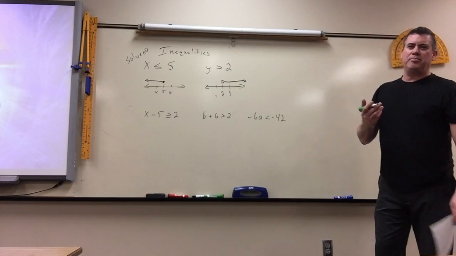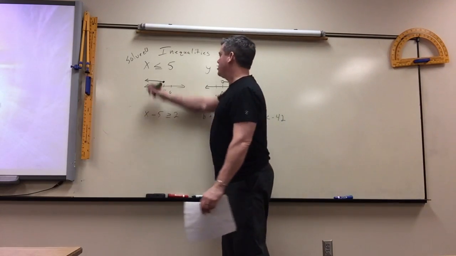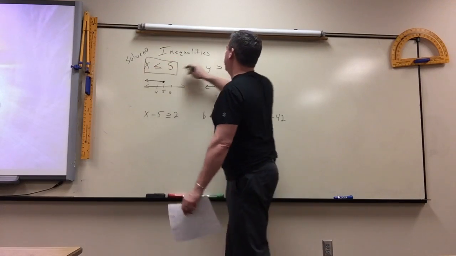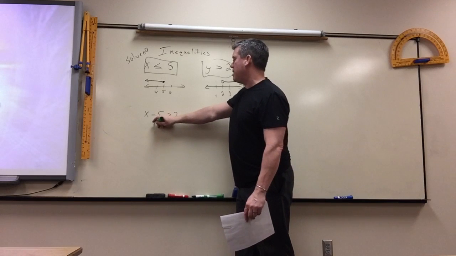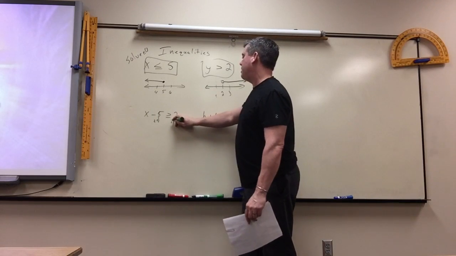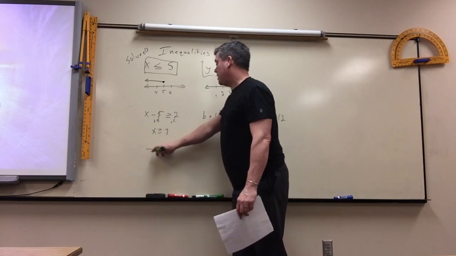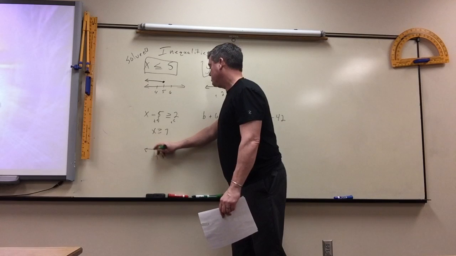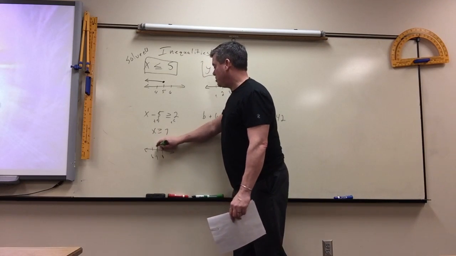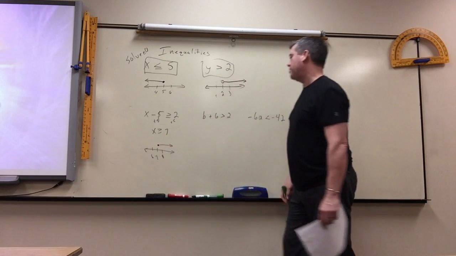Okay, so they're simple ones to solve. All you got to do is, see, these are already solved. They already got the letter by themselves. These you just got to get the letter by itself. So since it's a minus, you add 5. X is greater than or equal to 7. And then you got to graph the solution just like up here. So that's a filled in circle at 7. X is greater, so it's everything to the right of 7.